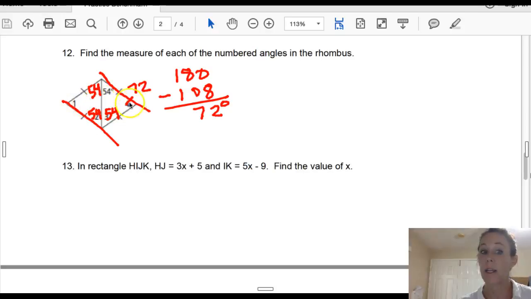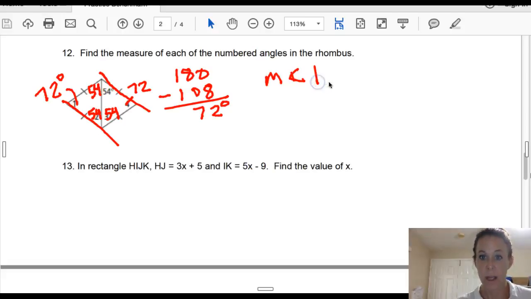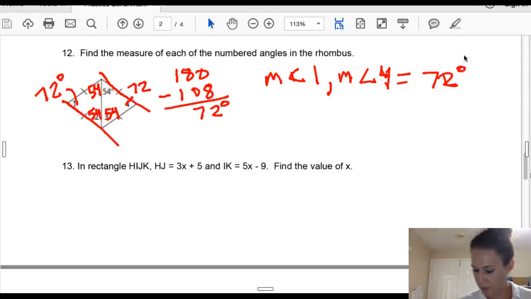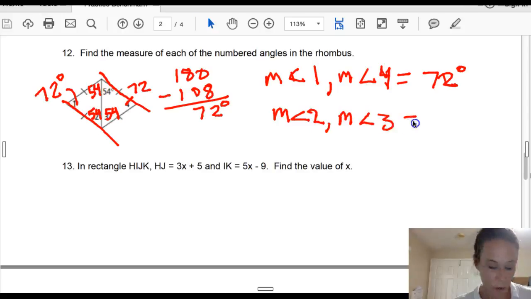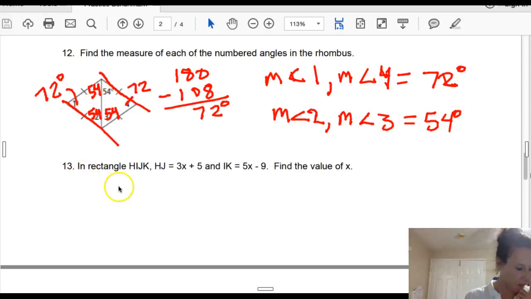And opposite angles in a parallelogram are congruent, so this is also 72 degrees. So I figured out all my angles. The measure of angle 1 and the measure of angle 4 are going to be 72 degrees. It's so hard to write with this tool. And then the measure of angle 2 and the measure of angle 3 are going to be 54 degrees. All right, let's go on to number 13.